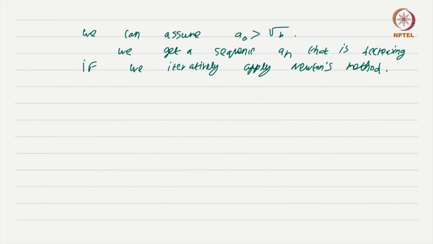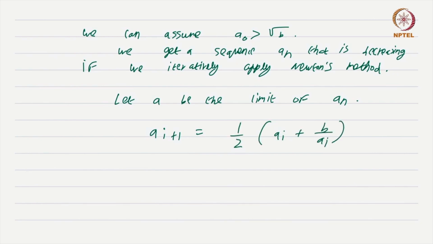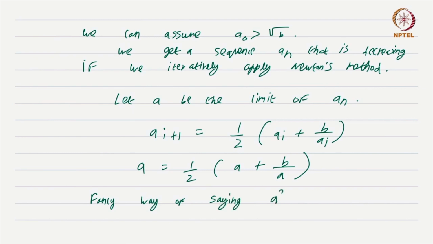Okay, because a decreasing sequence that is bounded below by square root of b has to have a limit, let a be the limit. Let a be the limit of an. Okay, now at each stage we had iterated by this procedure, a of i plus 1 equal to half of ai plus b by ai. Then taking limits on both sides, you get a is equal to half of a plus b by a. Okay, this is just a fancy way of saying a squared equal to b.